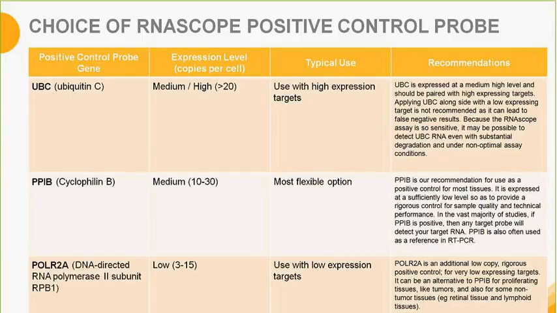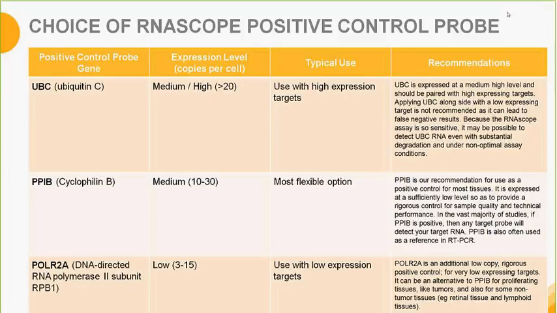Depending on the target, different positive control probes are recommended, and this table summarizes these recommendations. For example, UBC, which has a medium to high expression level, should be used with high expression targets but not low expression targets. Because of this high level of expression seen with UBC, the signal may be picked up even in the presence of significant RNA degradation, and therefore, if it's used to qualify tissues for target probes, it may lead to false negative target results.